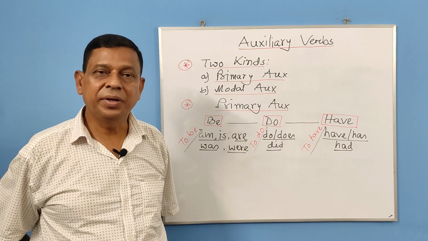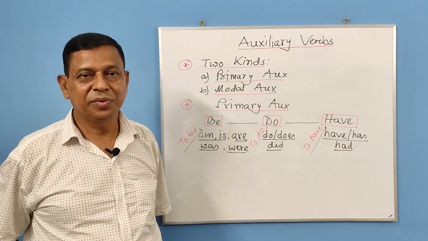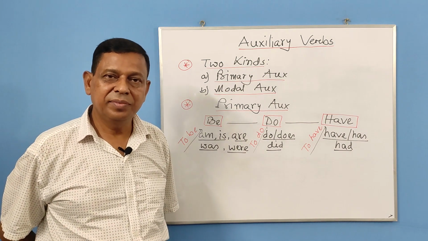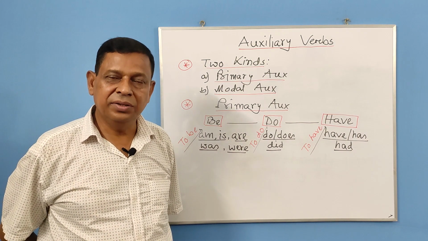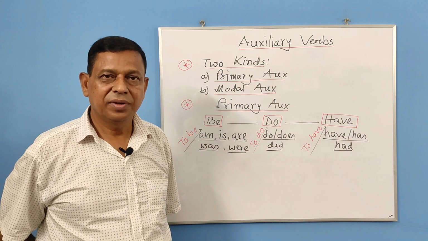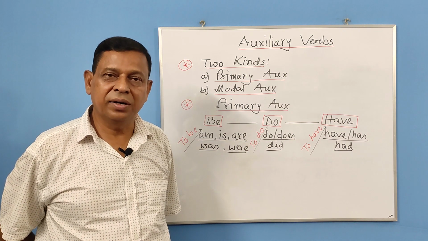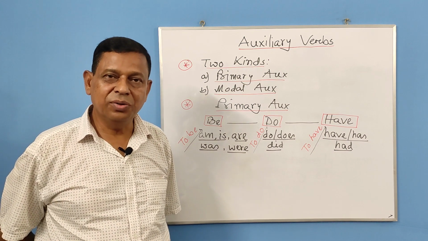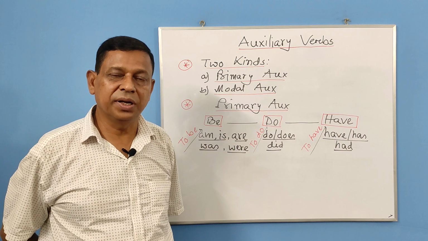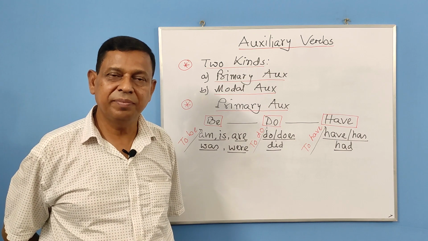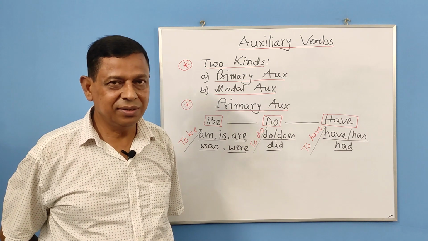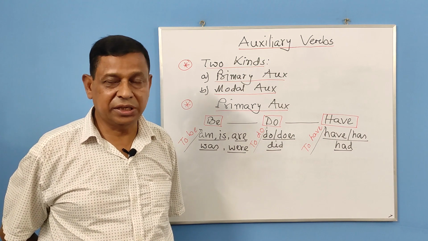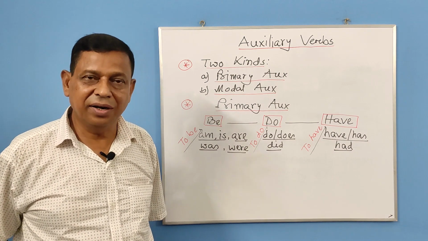Now, I have a question for you. We know the past form of is and am is was, and the past form of are is were. But do we know what the participle form is? That means the past participle form of am or is or was. Many of the students don't have any idea regarding this.